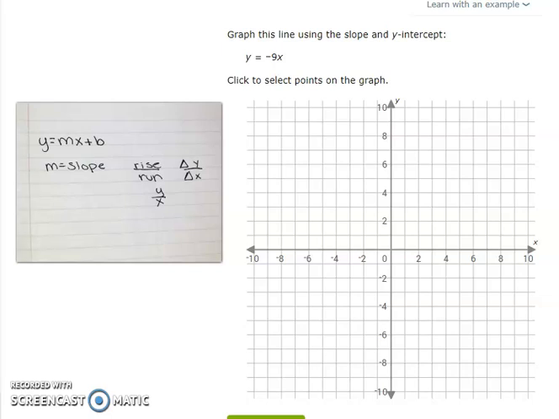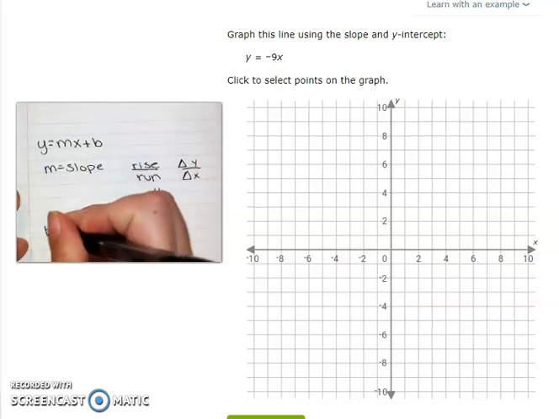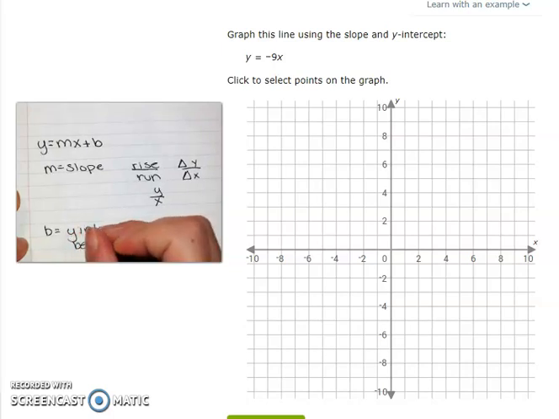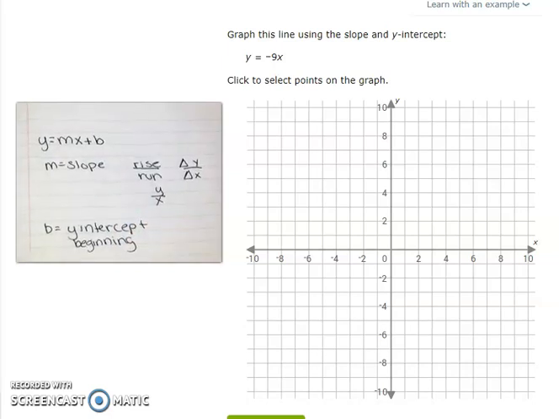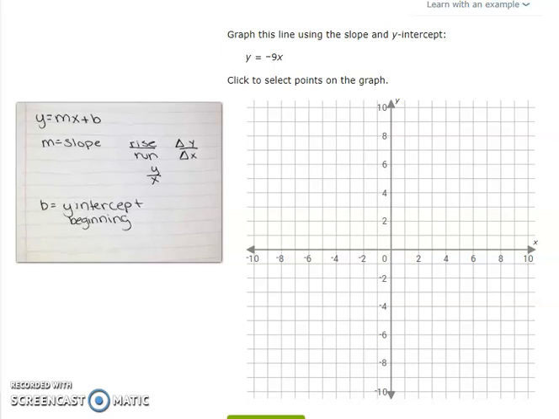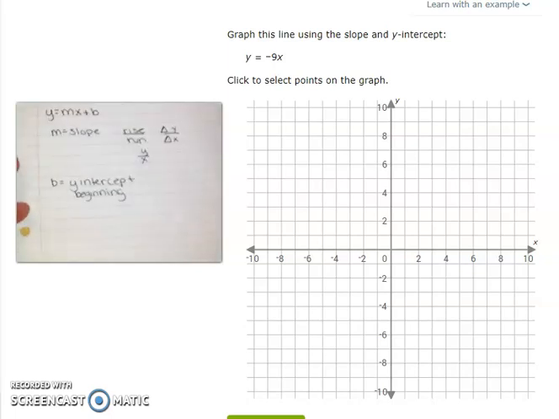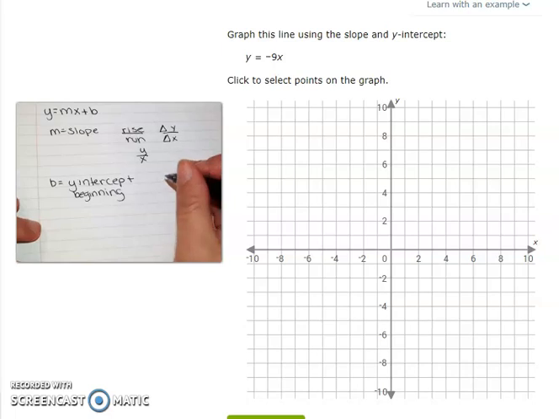Then we have b. B equals the y-intercept. It is the beginning of the graph. Okay. Now, I like to think of it like this. I need more space to write. Okay. I begin with B, and I move with M.